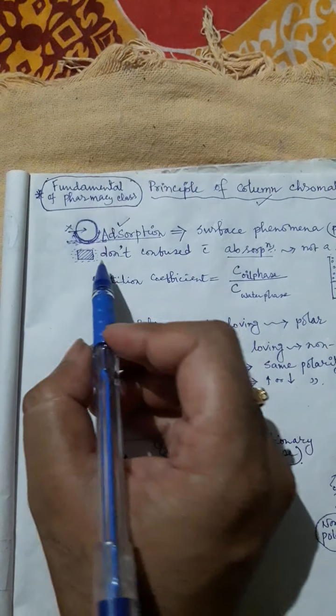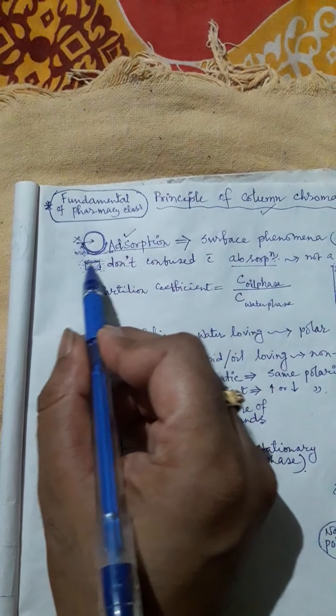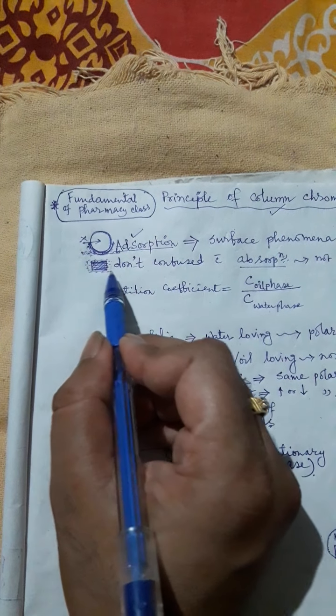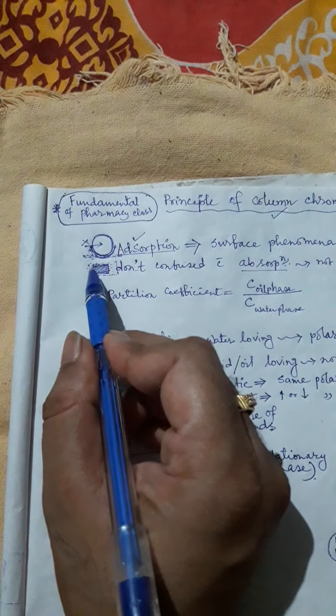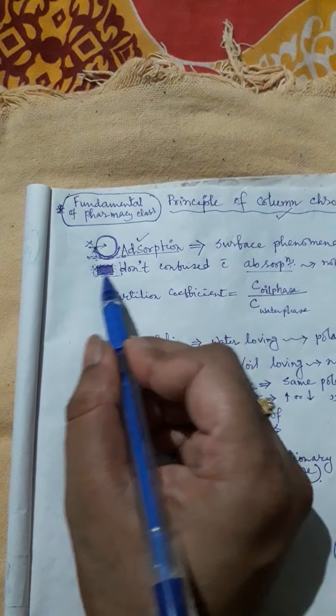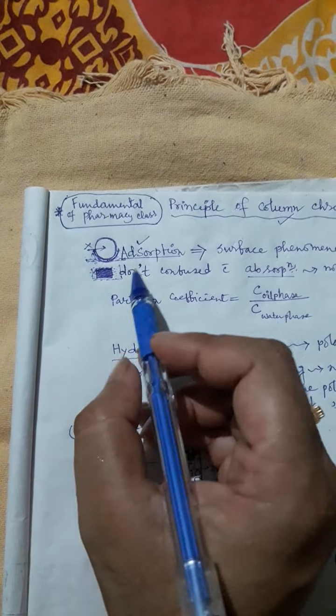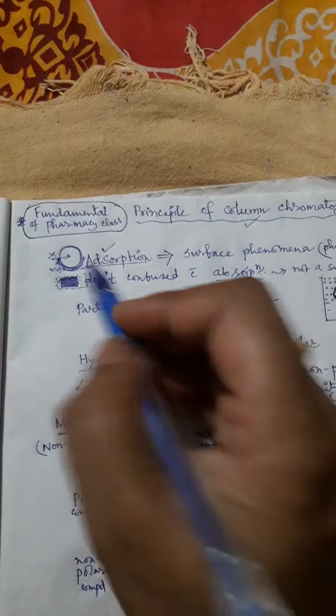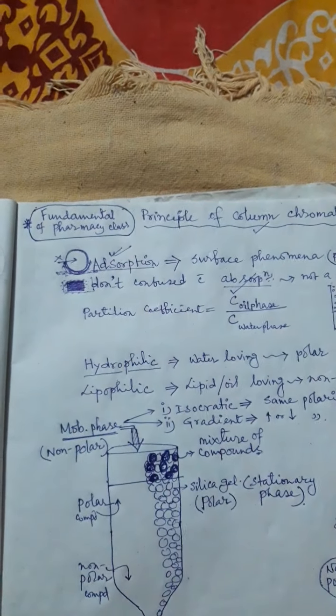Take another example. Suppose a piece of sponge, if you touch it in water, then what will happen? This water will be absorbed throughout the whole surface and inside of this material. This is called absorption. So absorption is a whole-material phenomenon and adsorption is a surface phenomenon.